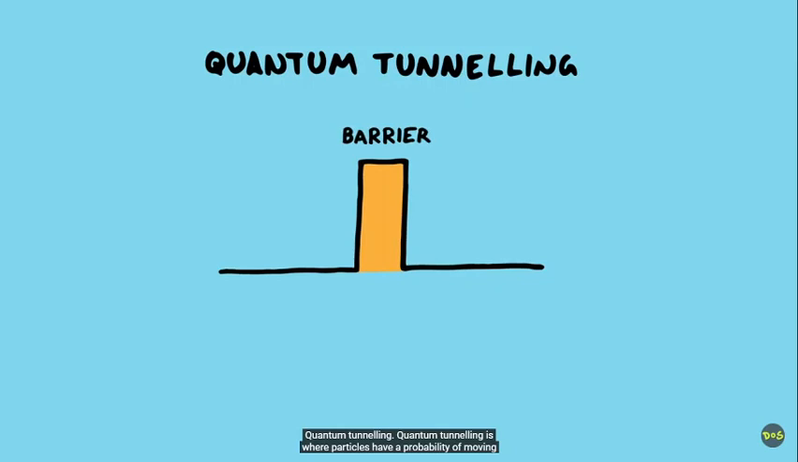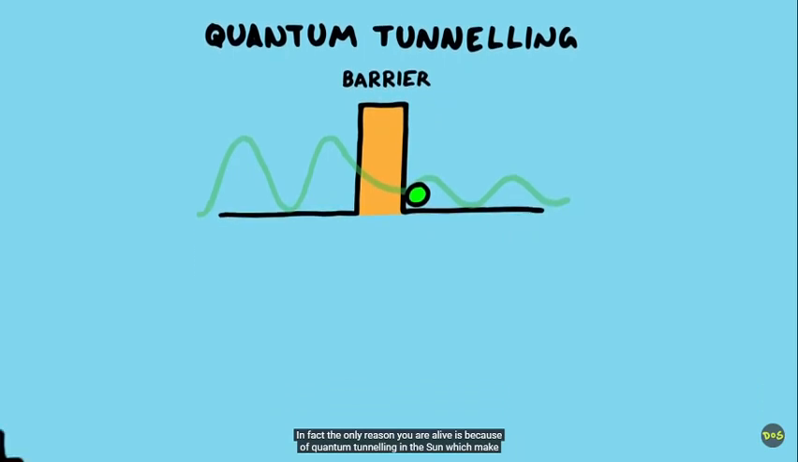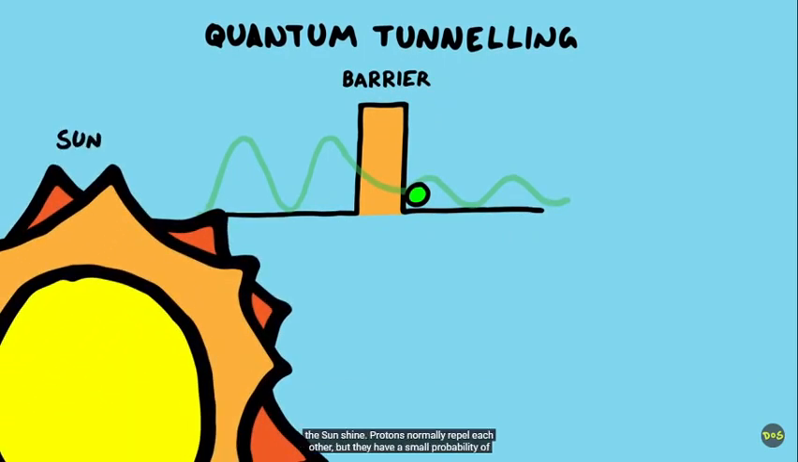Quantum tunneling. Quantum tunneling is where particles have a probability of moving through barriers, essentially allowing things like electrons to pass through walls. When a wave function meets a barrier, it decays exponentially inside the barrier. But if the barrier is narrow enough, the wave function will still exist on the other side, meaning that there's a probability of the particle being found there when a measurement is made. In fact, the only reason you're alive is because of quantum tunneling in the sun, which makes the sun shine.